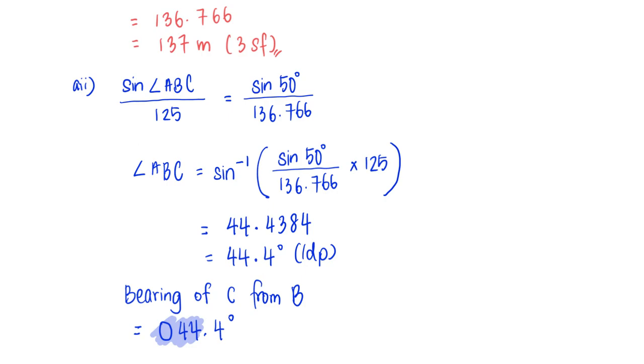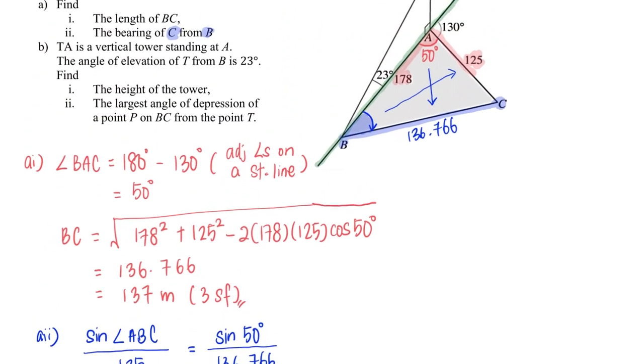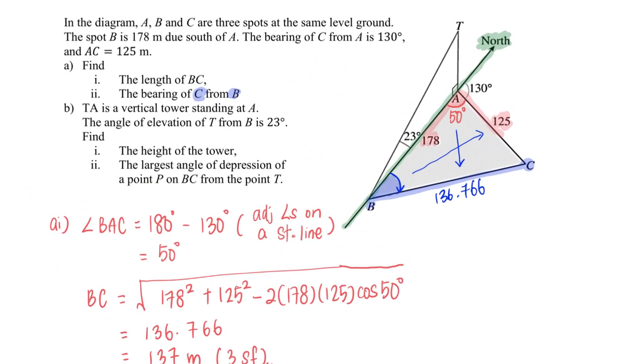So part A is done. Let's go back to the question. So I will look at what is for part B. Part B involves TA, which is a vertical building. At A, it is vertical to the land or the ground ABC. The angle of elevation is given of T from B. Find the height. So now I wish to turn our attention to this purple triangle TAB.